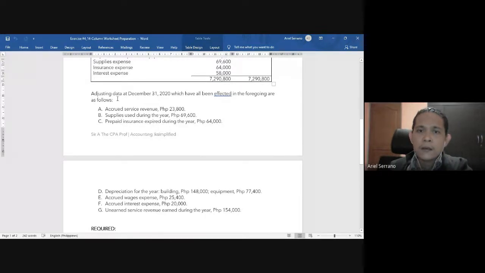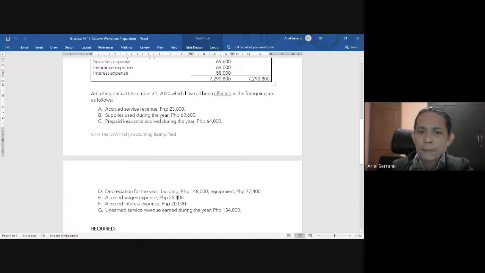We have adjusting data A, B, C up to letter G. So we have 7 transactions here. Accrued service revenue amounted to 23,800. Supplies used during the year is 69,600. Prepaid insurance expired during the year is 64,000.